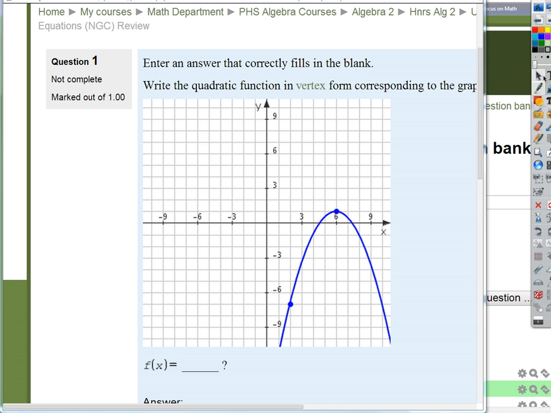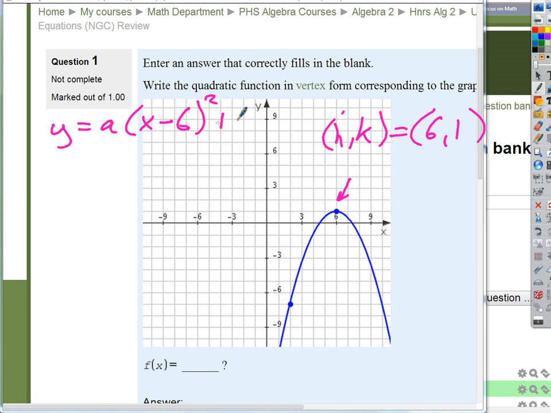We can see right here on the graph that the vertex HK has what coordinates? 6, 1. So those are the values of H and K, right? So if we substitute those into vertex form, we get y equals a times x minus 6 squared plus 1.